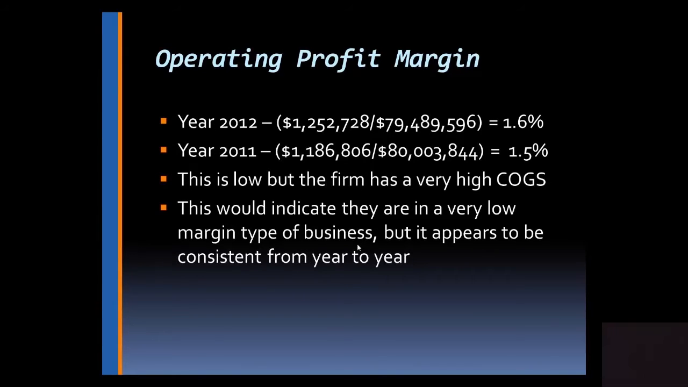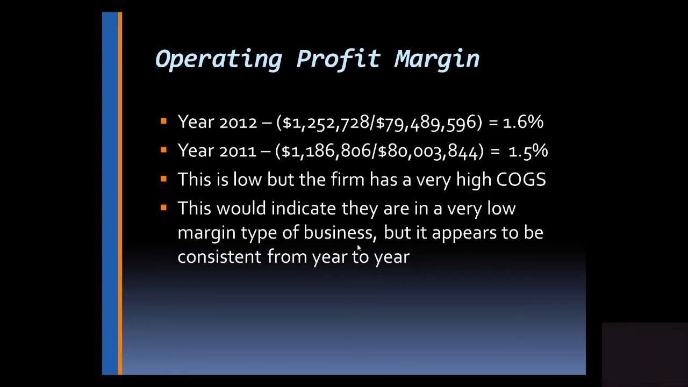Okay, the operating profit in year 2012 was $1,252,728. The sales were $79,489,596. So the operating profit was 1.6%. In 2011, the operating profit was 1.5%. This is a very, very thin margin. This means that they're taking 2 cents of every sales dollar to the operating profit line. And out of that, they have to pay taxes and generate net income.